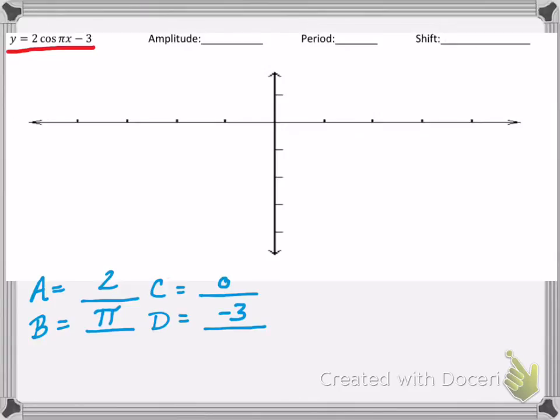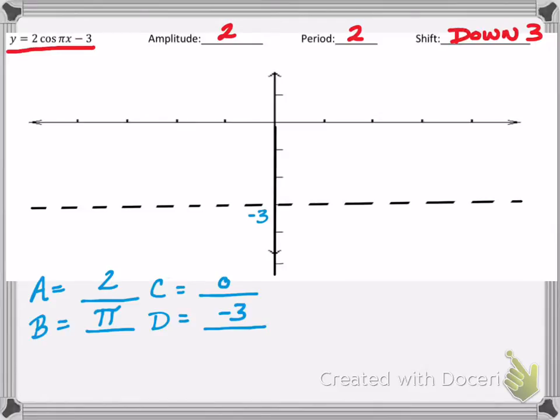Okay, from here you should be able to see the amplitude is 2. The period is 2 pi divided by pi, which means the period is just 2. The pi's cancel out whenever you divide pi by pi. And then the phase shift, we're not going left and right yet because C is still 0, but we are going to go down 3. And again, the axis is negative 3.